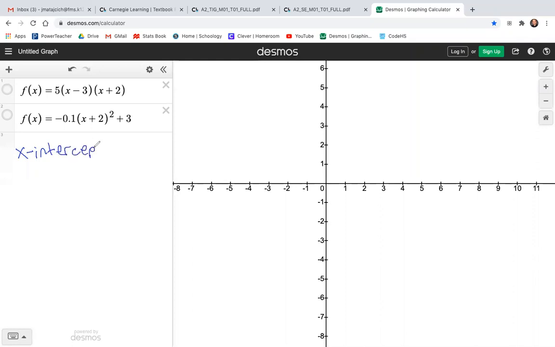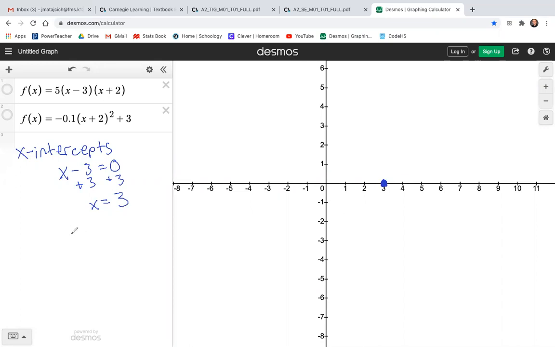X-intercepts, they are going to be at, so again, you're just looking at the factors. Something minus 3 is going to be equal to 0. So I can just do this one for you. X minus 3 equals 0. If I add 3 to each side of my equation, I get x equals 3. So I know my function is going to pass through this.